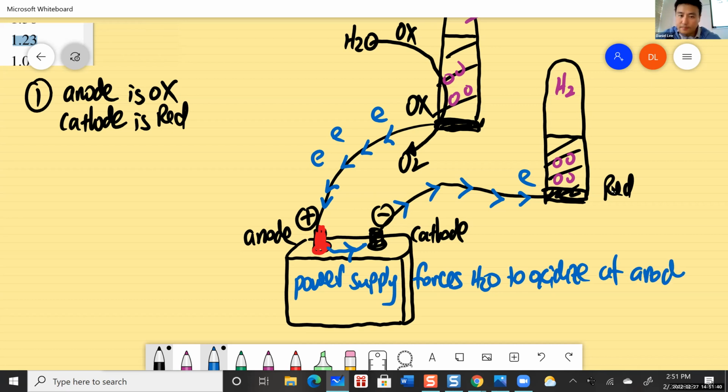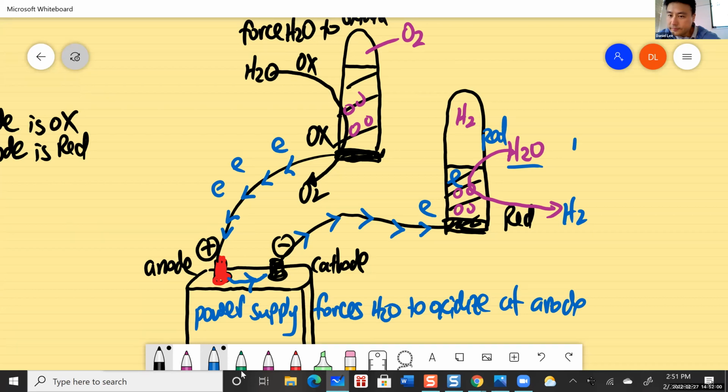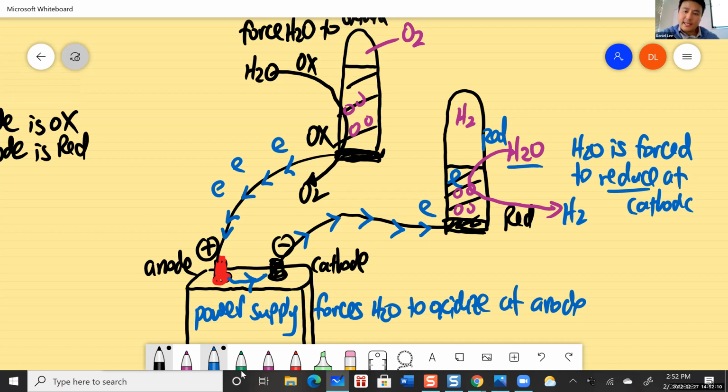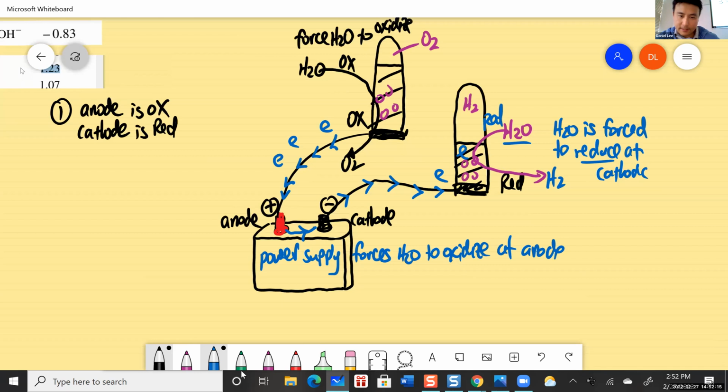And it pulls electrons towards the cathode. And then it's going to force feed electrons to the water at the cathode. So the water at the cathode does not like electron, but it has no choice. I'm forcing electron onto here. So it's forced to reduce. Okay, that's the reduction. So water is forced to reduce, to gain electron at cathode because of the power supply. So that's how you force water to become oxygen and hydrogen using the power supply.